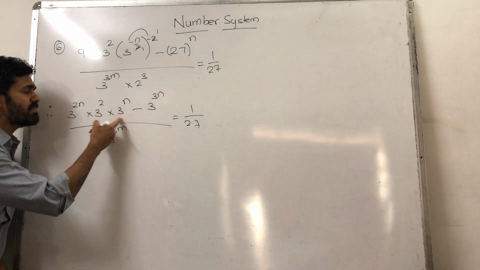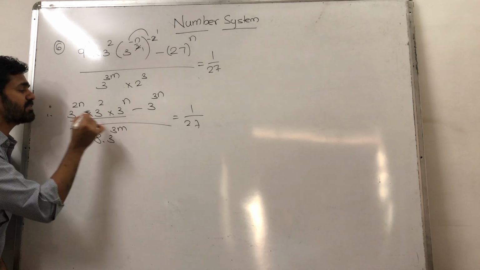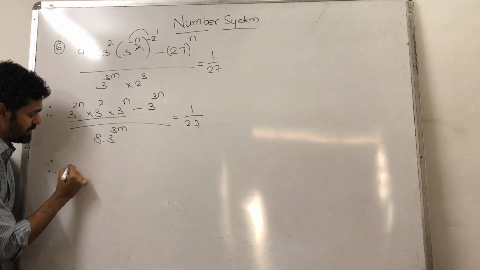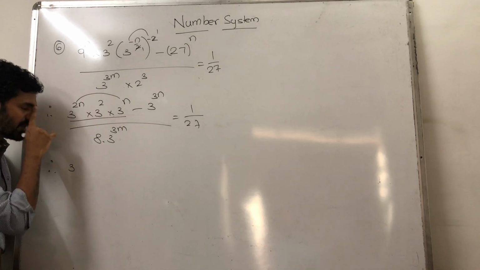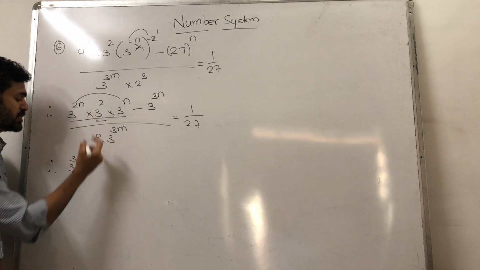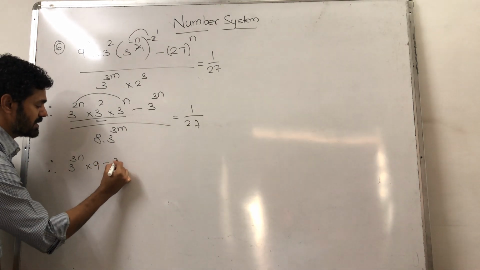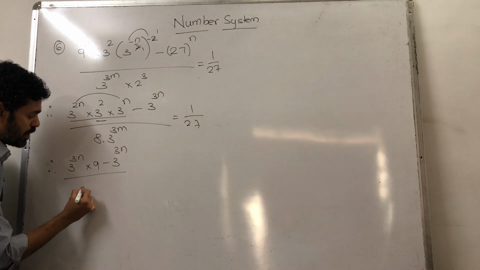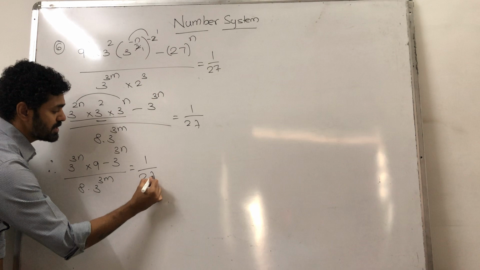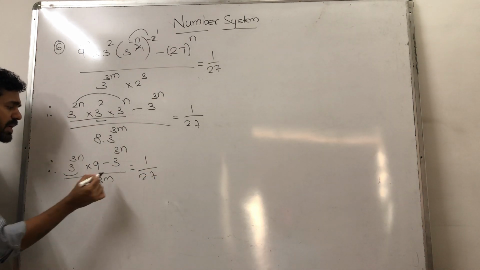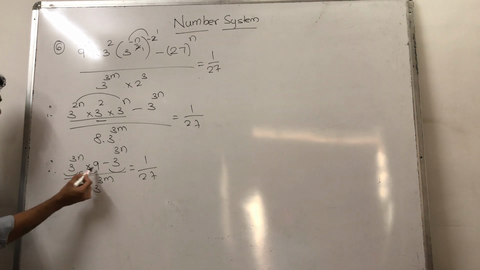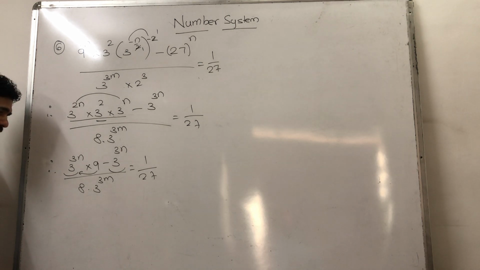Now you have the same base 3 and all these 3 are in multiplication relation. In multiplication relation you add the powers. So you could add 3 raised to 2n plus n as 3 raised to 3n. Write this 3 square, we are not adding the power here, as 9 minus 3 raised to 3n. Denominator 8 times 3 raised to 3m equals to 1 by 27. Now we notice this is also 3 raised to 3n. This is 9 times 3 raised to 3n.